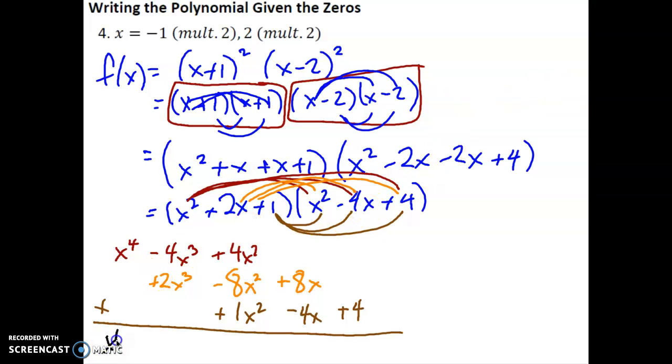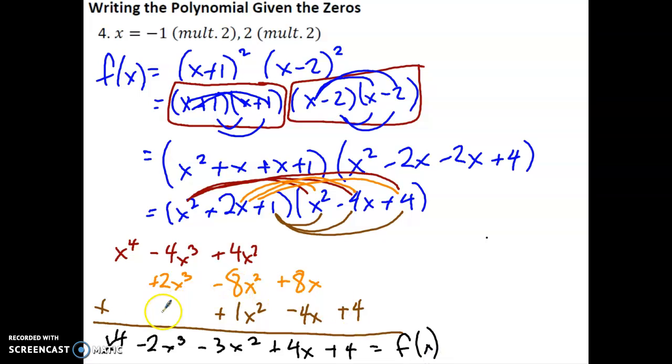So x to the 4th, negative 4 and positive 2, that makes negative 2x to the 3rd. 4 minus 8 plus 1, that's going to end up being negative 4 plus 1, negative 3. Positive 8 minus 4 is positive 4. And then plus 4. And I'm out of space over there, so I'll put my equals f of x on this side.